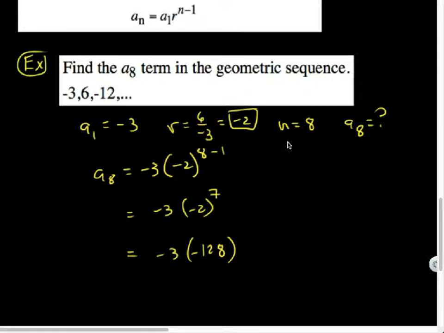Why is r negative? Because I found the common ratio by dividing any two of the consecutive terms. You also could have done -12 divided by 6.